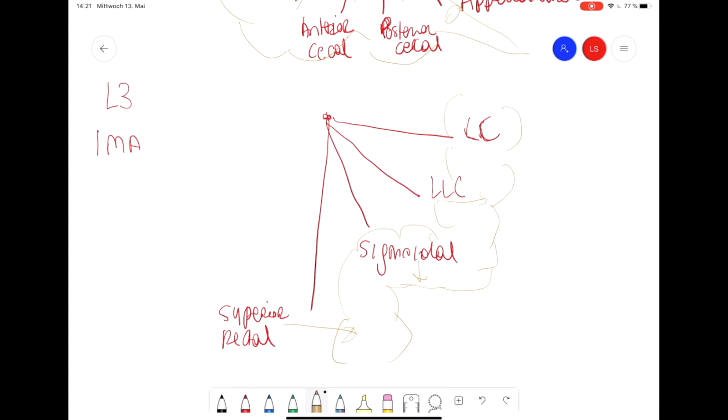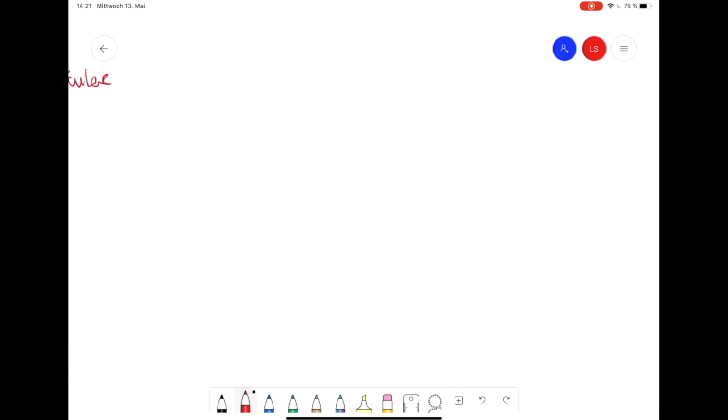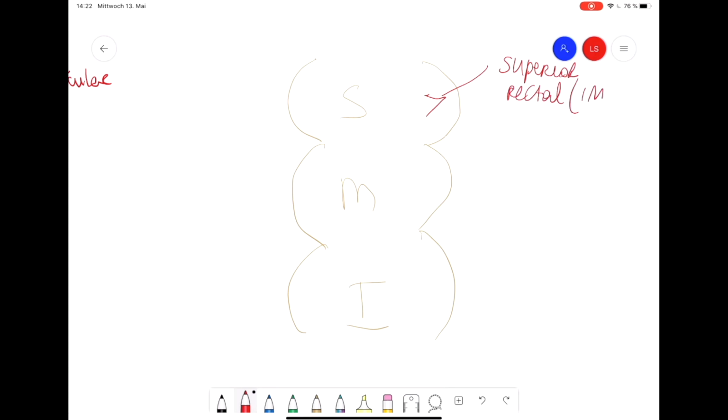Now we will go through the blood supply of the rectum, and then we will go through the venous drainage. So the rectum can be divided into 3 parts: the superior part, the middle part, and inferior part. Now, the superior part, as we already established, is being supplied by the superior rectal, which is a branch of the inferior mesenteric artery.